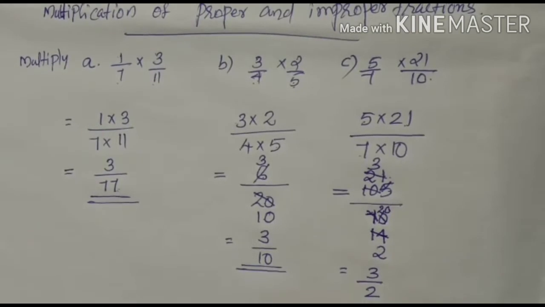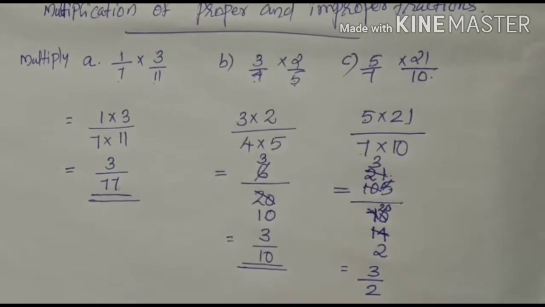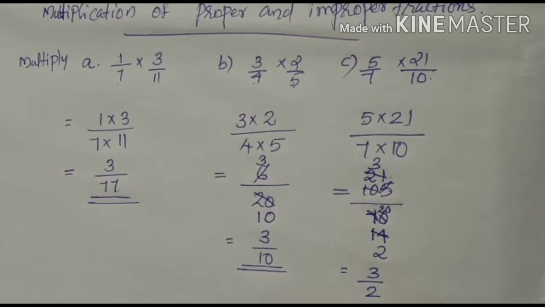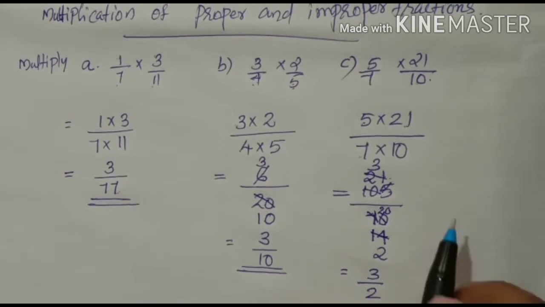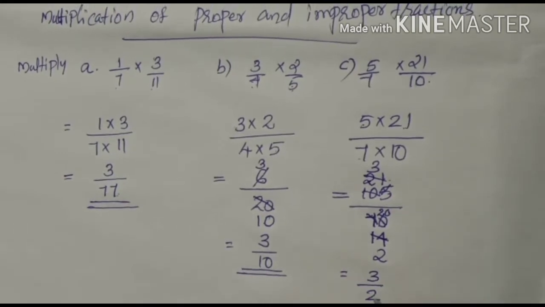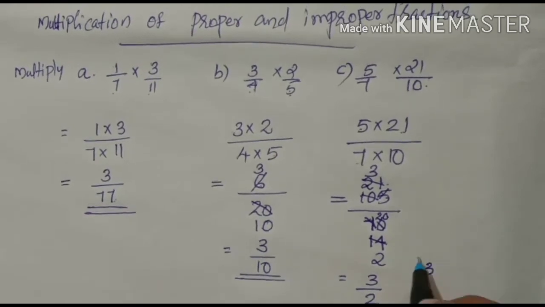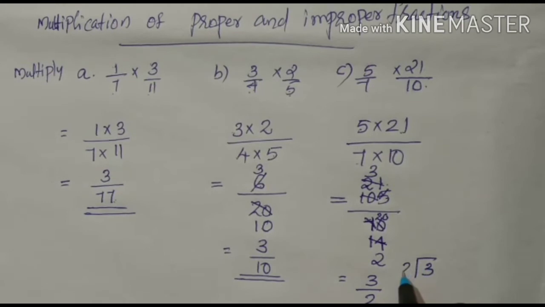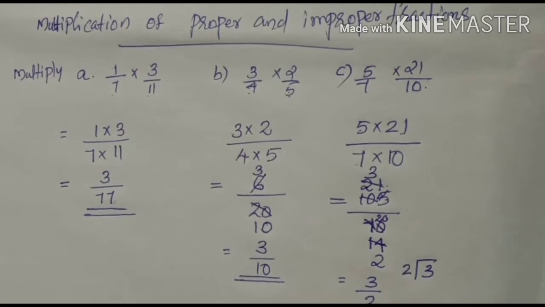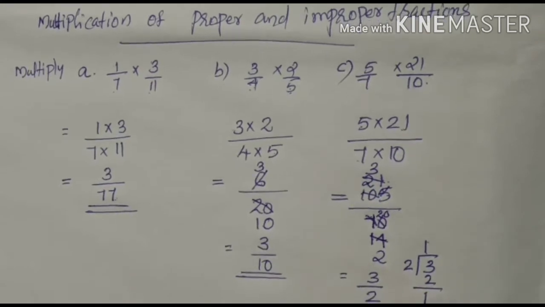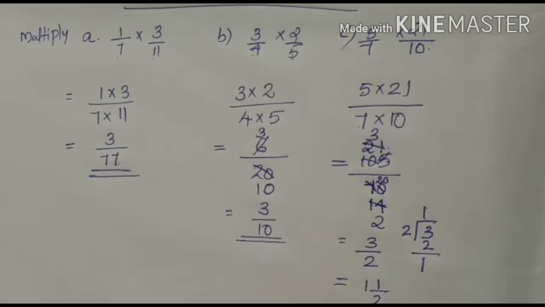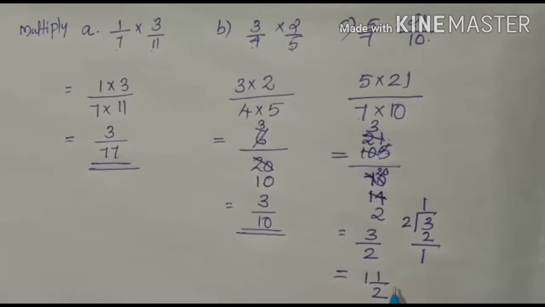3 by 2 is an improper fraction. So we can change it into a mixed fraction. How do we change? 3 divided by 2. 1 2 is 2. So it equals 1 and 1 by 2. This is the simplest form. Clear?